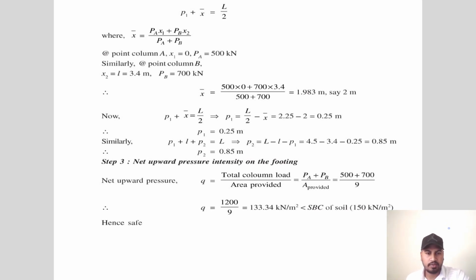Now the next step is the net upward pressure intensity on the footing. The net upward pressure, that is q, will be the total column load by the area provided. So we get 133.34 kilonewton per meter square, which is less than the soil bearing capacity of the soil.